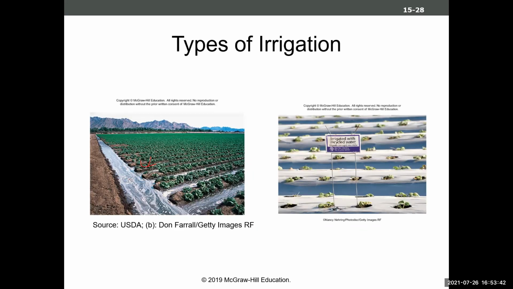So this is an example of the flood irrigation. And then this is probably an underground irrigation system, maybe pipes running underneath this plastic, which helps to keep heat in and keep the soil warm. And so the pipes are probably running in there with water, going into the roots that way. Is what I would guess. I'm not 100% sure. But the big thing here is it's showing that it's irrigated with recycled water.